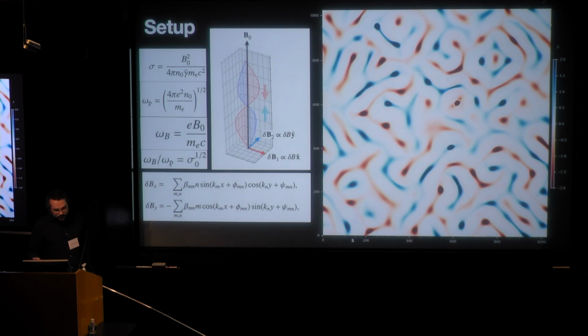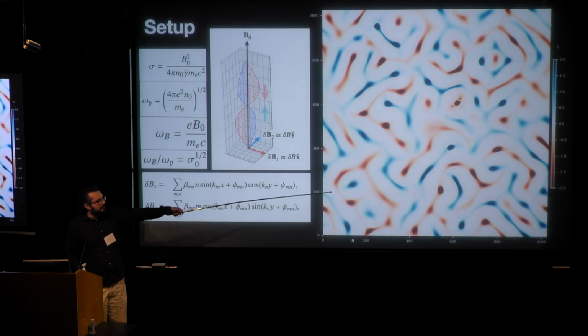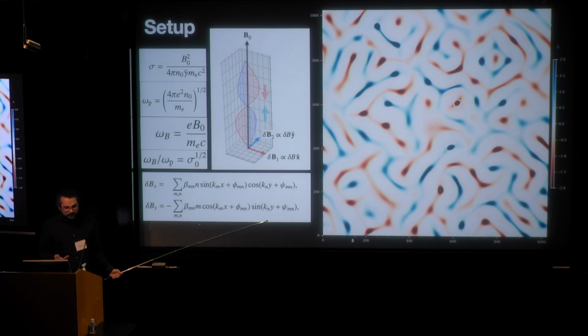And a couple of time iterations into the simulation, we see this map of the current. Red and blue are different directions of the current, out of the plane and into the plane, and it illustrates the direction of these magnetic field whirls.